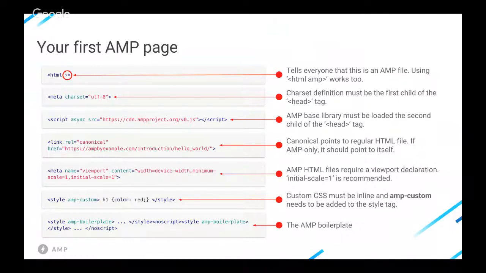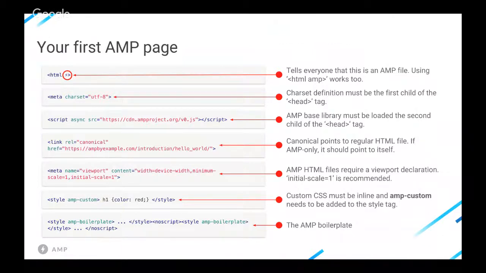Now, AMP HTML also requires a viewport declaration, just as shown. So you add the meta tag, name viewport, and then we recommend the initial scale set to 1. This is not required, but it's recommended. So I would highly suggest to just do it like that.